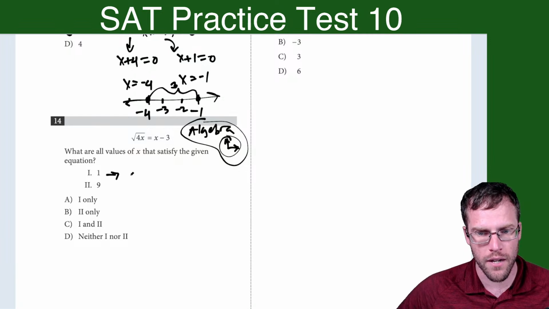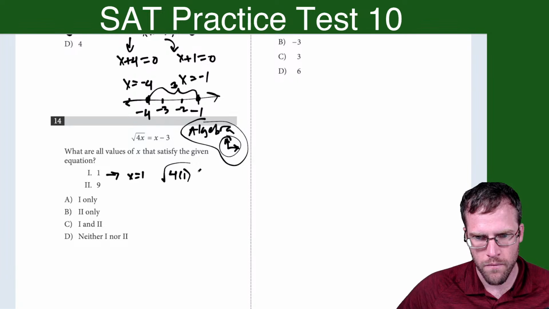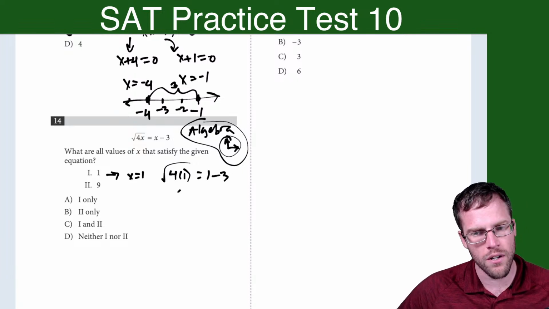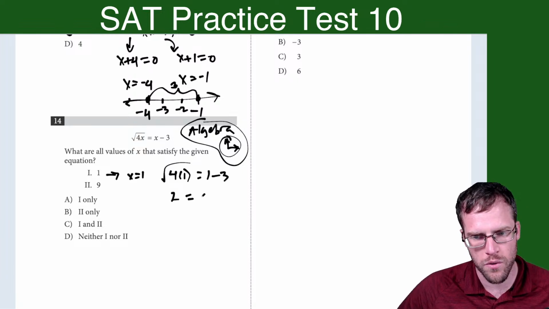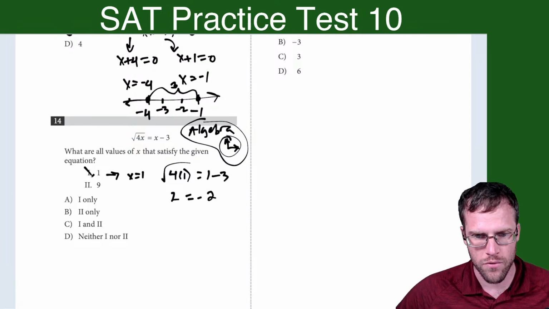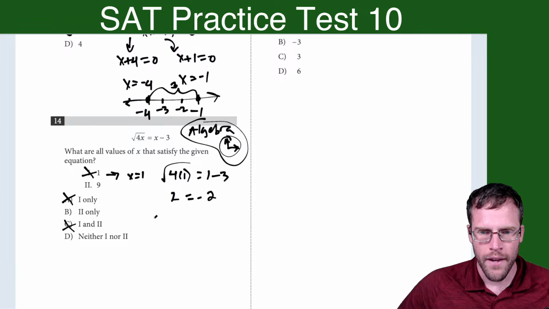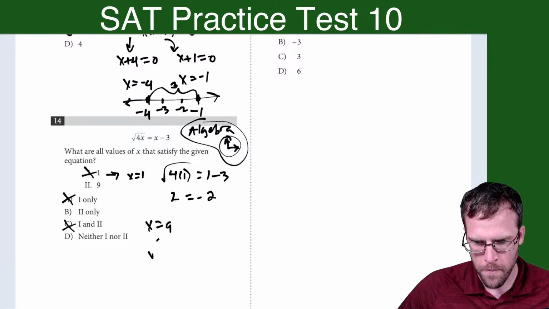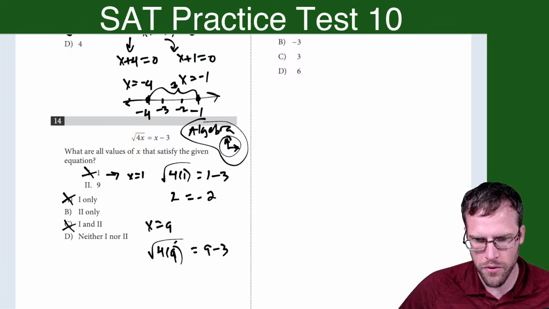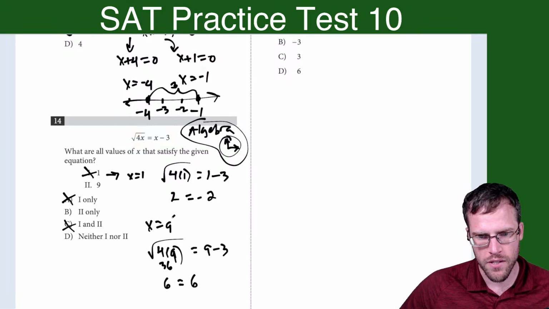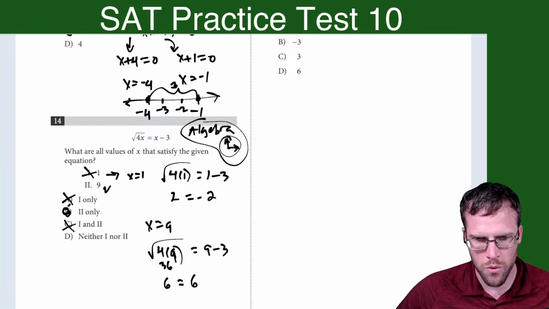So if you plug in x equals 1, we try it out, we get square root of 4 times 1 equals 1 minus 3. And that's going to give us square root of 4 is 2 equals negative 2, which is not true. So this is out. So right away, these two choices are gone. And then if you plug in x equals 9, now you're going to have square root of 4 times 9 is equal to 9 minus 3. And that gives you square root of 36. So that's 6, and 9 minus 3 is 6. So this one works. So 2 only, right?